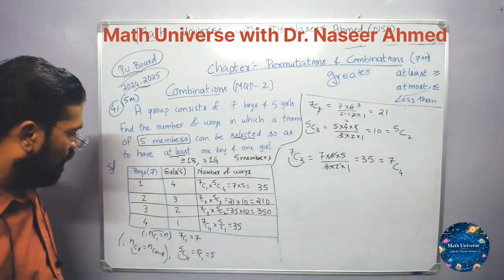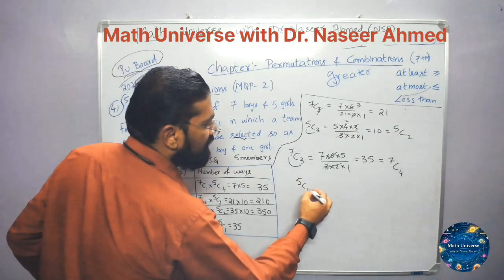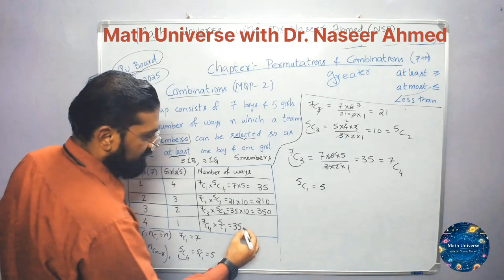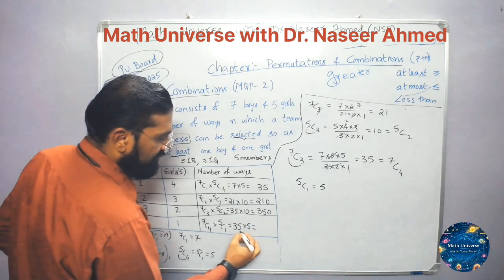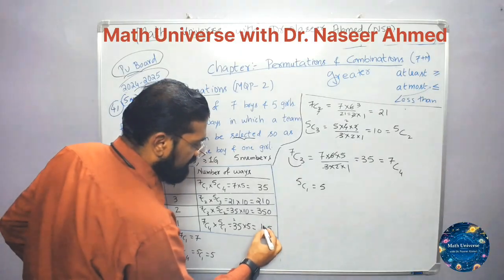And 5C1. Yes, by using NC1 is N, so 5C1 will be 5. So multiply: 5 5s are 25, 5 3s are 15, 16, 17.